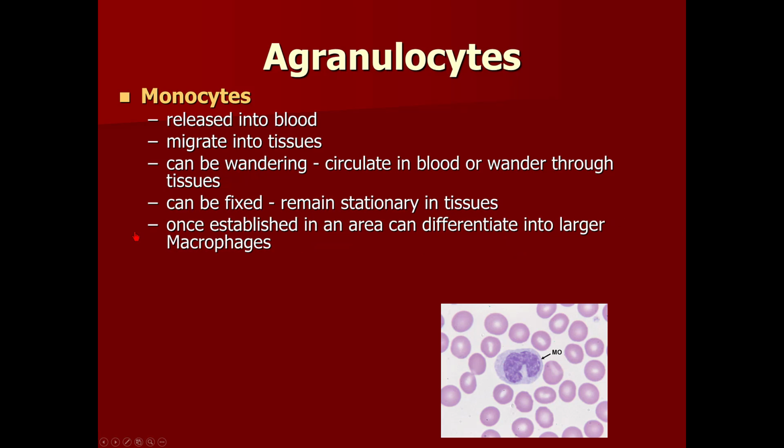Now, once they establish themselves in a particular tissue area, oftentimes they will differentiate into a macrophage. So monocytes have the ability, when activated, to turn into macrophages. And a macrophage is a professional phagocytic cell. Their entire job is to find a foreign invader and kill it by eating it.